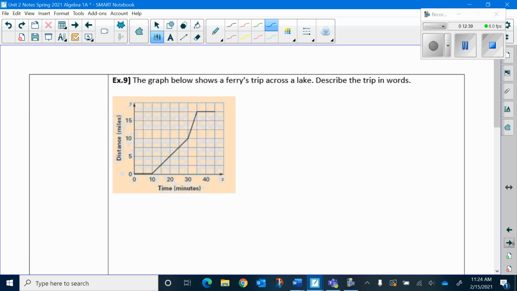So look at the next one. The next one, I want you to do the same thing. It's about a ferry trip across the lake. Describe the trip in words. So I want you to try this one on your own. Do give me like the different legs. This is 1, there's 2, there's 3, and then there's 4 different segments. Keep in mind this is time and this is distance, okay? So here they're 0 distance. It's going across the lake. And I want it in words, please. And that's all for this section.